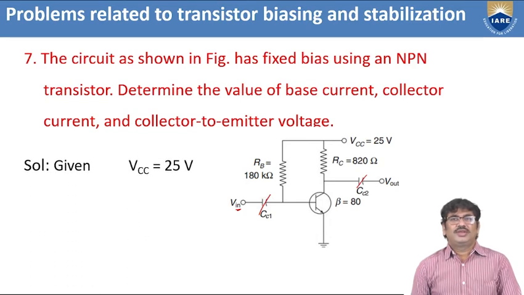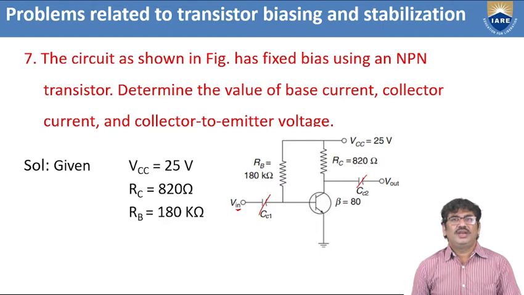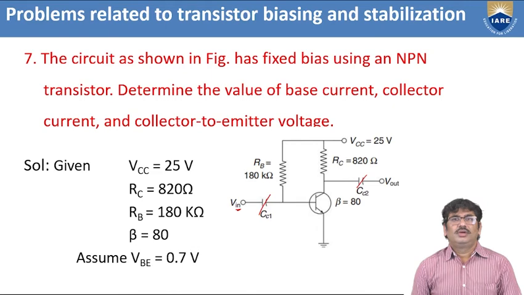Given values we will see VCC is equivalent to 25 volts, RC is equivalent to 820 ohms, RB is equivalent to 180 kilo ohms, beta is equivalent to 80. And VBE, usually the transistor is made up of silicon. So as it is not specified in the problem, we will assume VBE is equivalent to 0.7 volts.